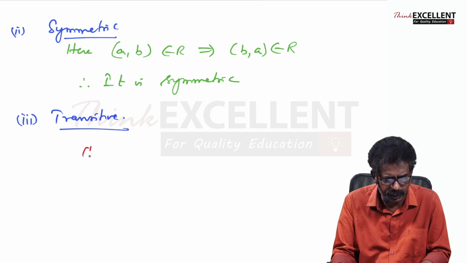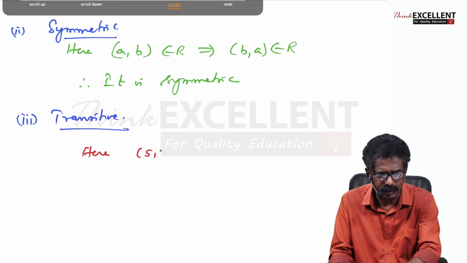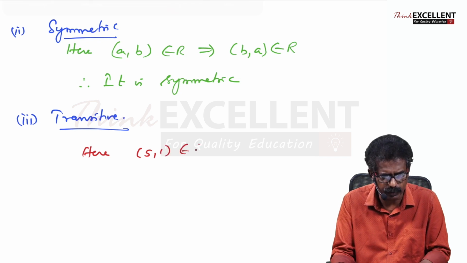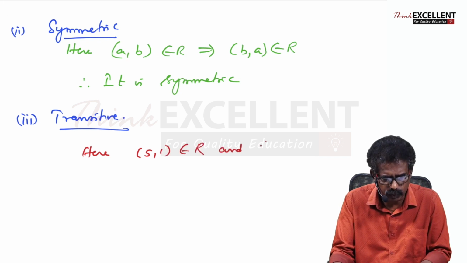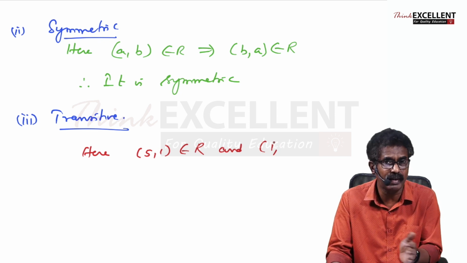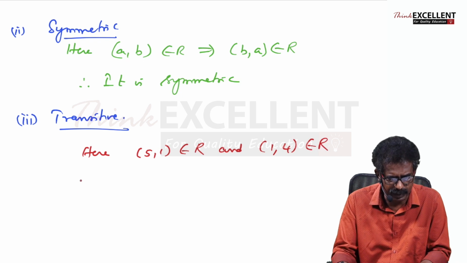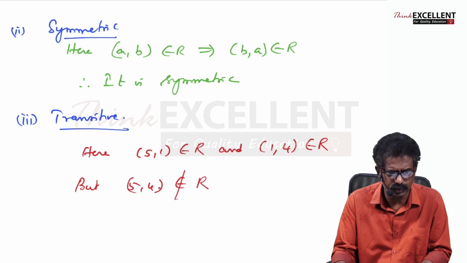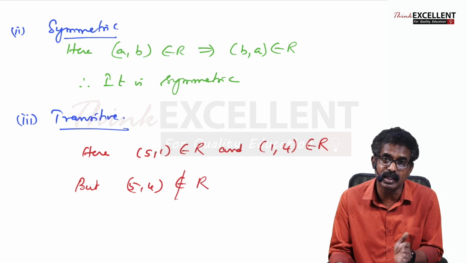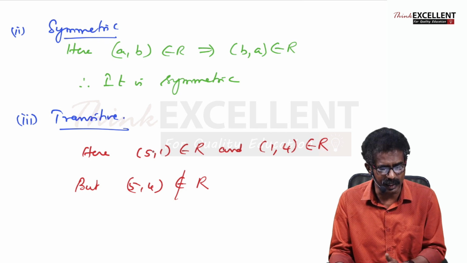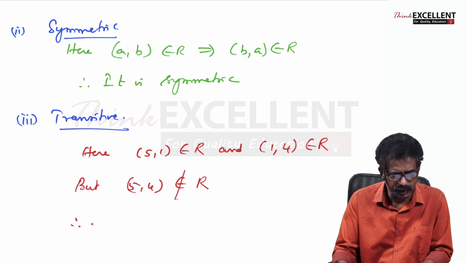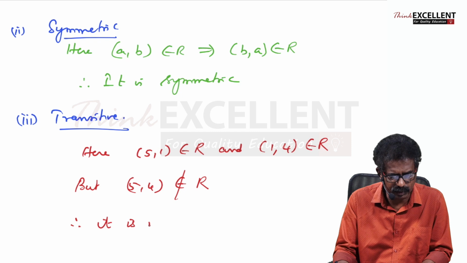5 is related to 1, and that 1 is related to 4. 1 is related to 5 is also there. Anyone you take. 5 is related to 4, but 5, 4 is not there. That is, 5 is not related to 4. So A is related to B and B is related to C, but A is not related to C. So you can say, therefore, it is not transitive.